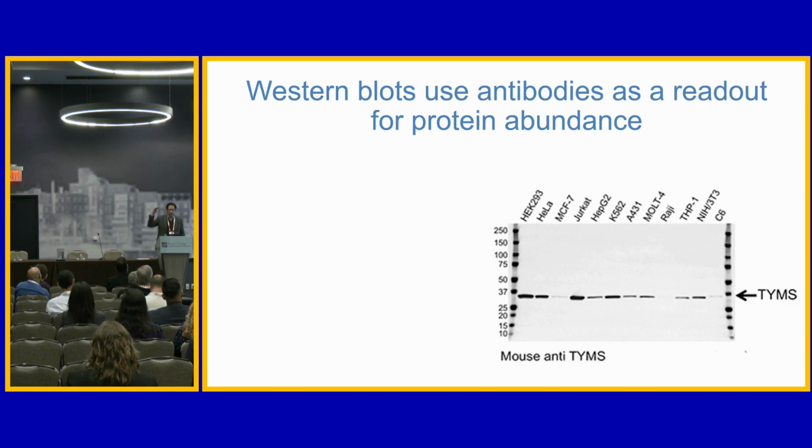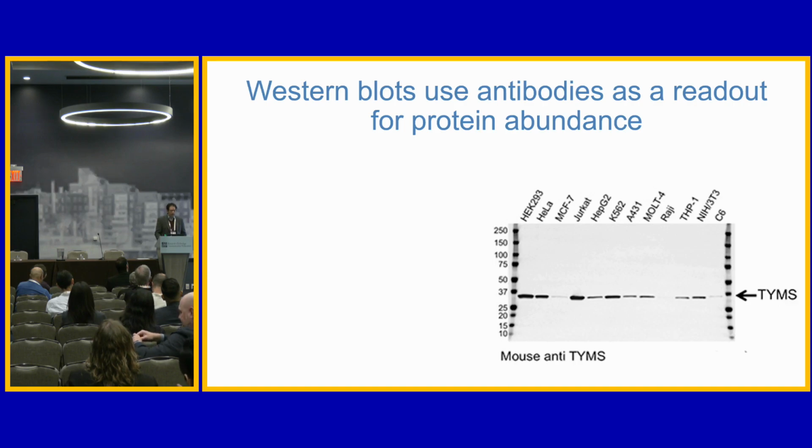There are two ways to think about this. You can run a gel, for example, or a blot, and we can stain specifically for an antibody and see it light up at a certain abundance in each of the different lanes, for example, each of the different cell lines in this particular example.